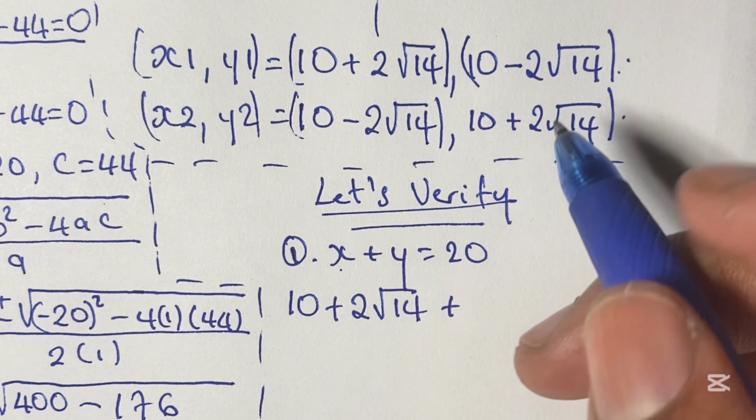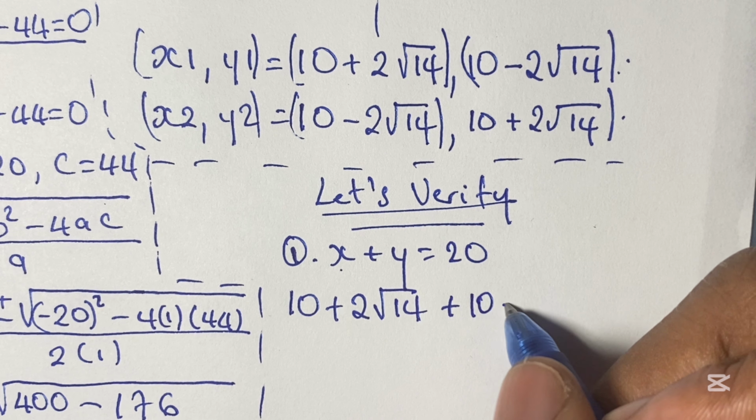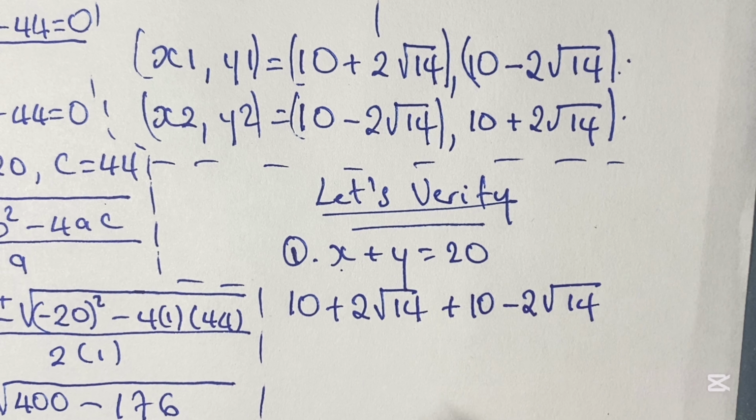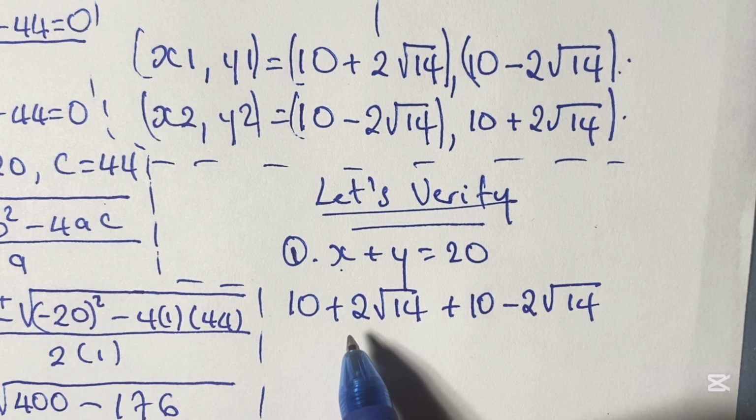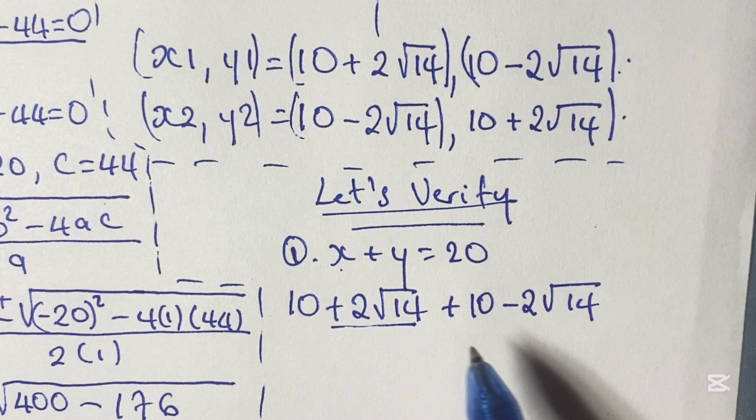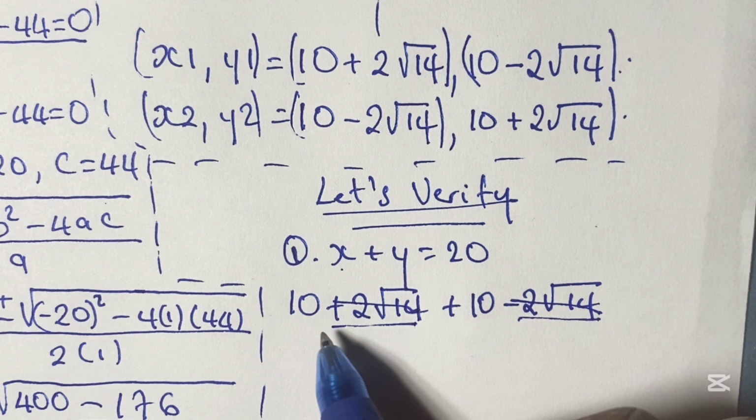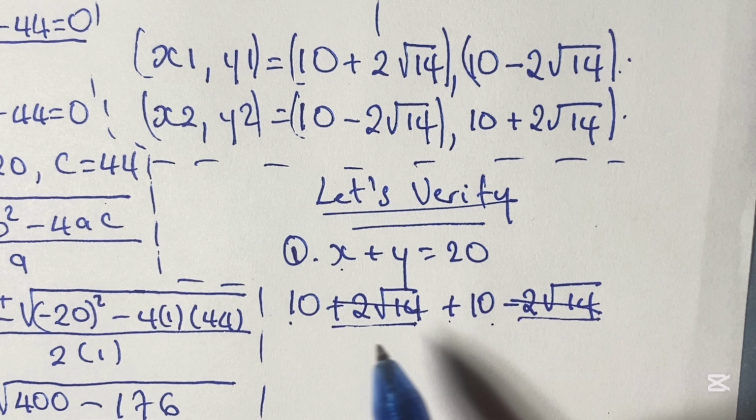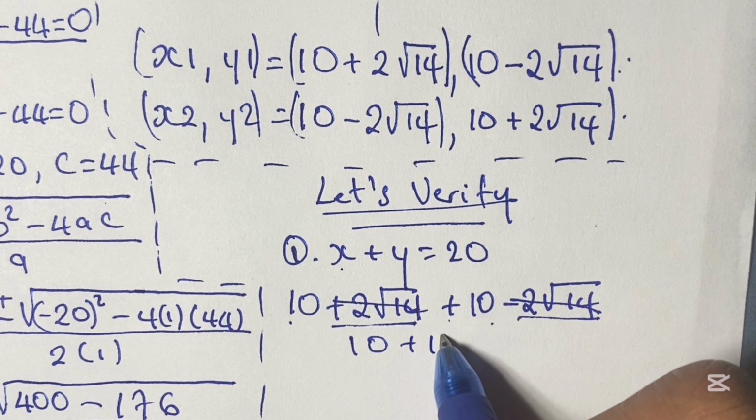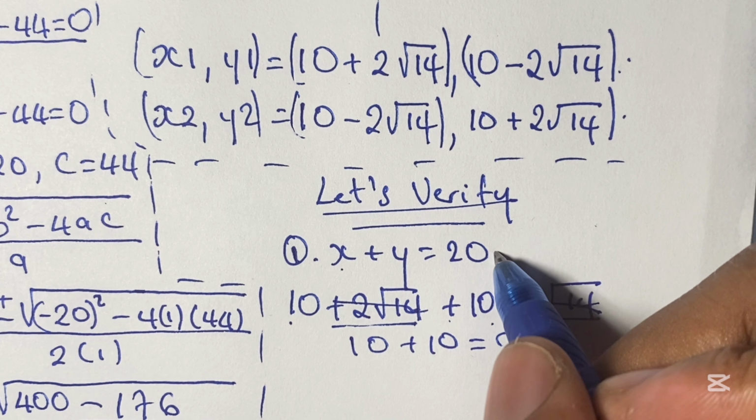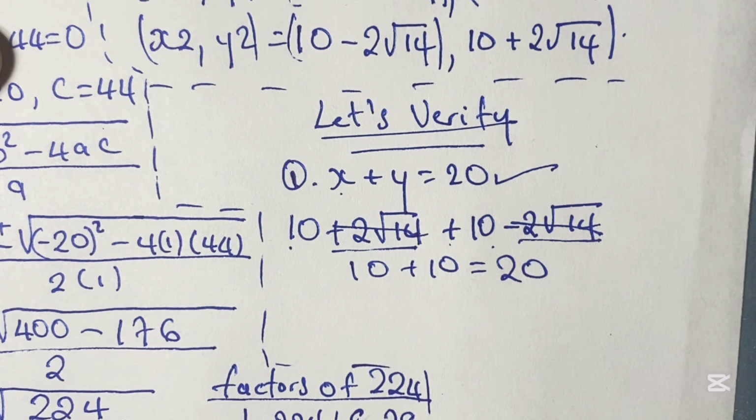And we're going to have that plus operator between y, which is y1, is 10 minus 2 root 14. Notice here that we have a positive 2 root 14 and we also have a negative 2 root 14, so these two will be cancelled out. And now we are left with 10 and 10 plus 10 gives us 20. So our first solution using our first equation is verified.